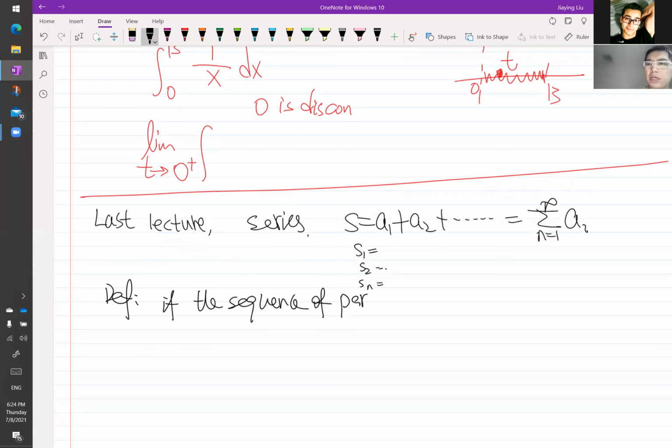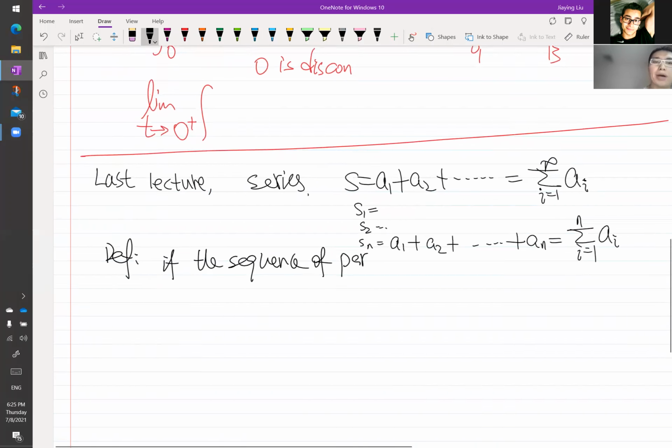Let me use i here, with i going from 1 to infinity. Sn will be a1 plus a2, and all the way adding to an, being the last term. So that's just the sum with i going from 1 to n of ai. So that's a partial sum.